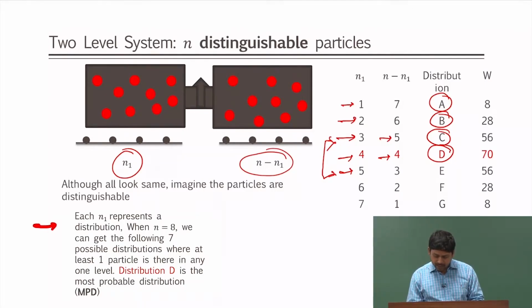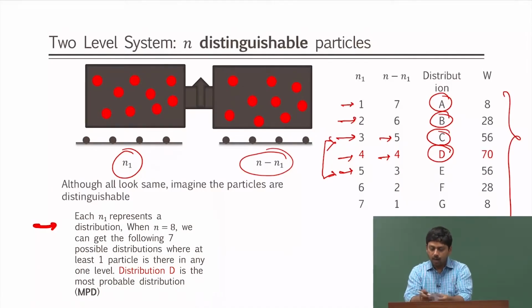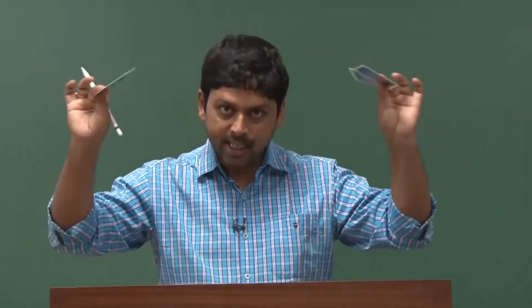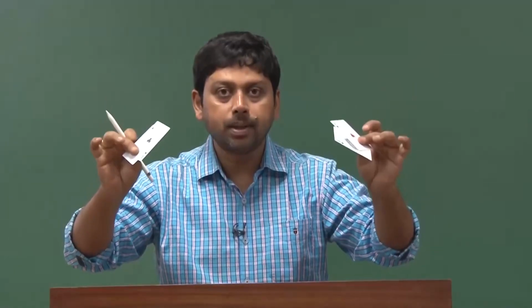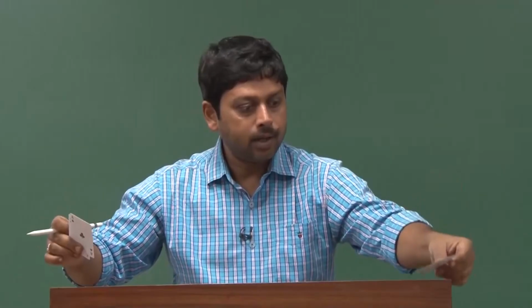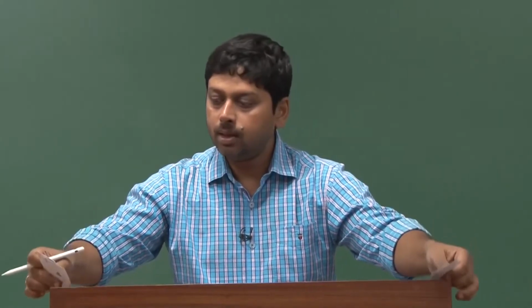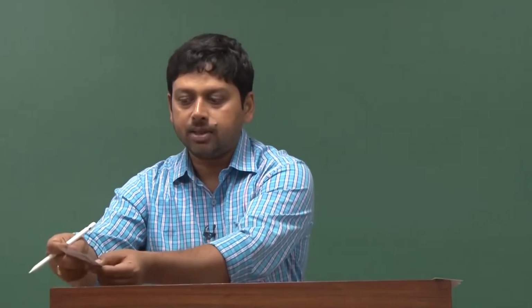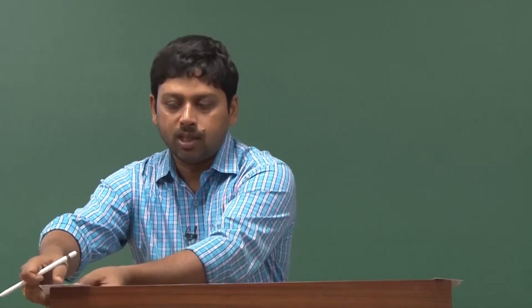So, here each n1 represents a distribution, as I said, and when n equals 8 we can get the following 7 possible distributions that I mentioned. Each one is a distribution, meaning just like our cards, these 4 cards we were distributing in 2 hands. Similarly, I have 4 particles, I am distributing them in 2 boxes, just like that. The particles are distinguishable, but when I distribute them in one hand, they are indistinguishable in this hand. So, it does not matter whether this card came first or this card came first, you just look at the top part of it once I put it in the box.